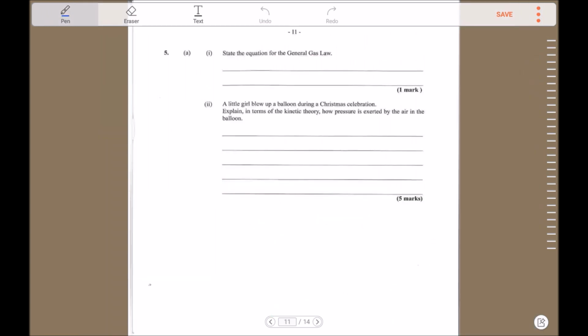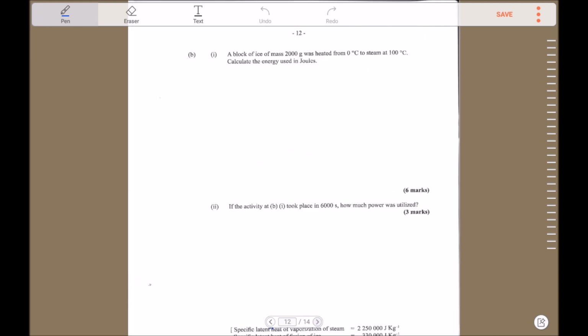Alright, question 5, state the equation for the general gas law. That's simple. P1 V1 over T1 is equal to P2 V2 over T2. Now this is a group of girls with balloons during a Christmas celebration. In terms of the kinetic theory, explain how pressure is exerted. Okay, you can just Google that. That's quite simple. Just Google the kinetic theory and you'll see the answer. So let's go on to the next part of question 5. That's something you can just remember, so there's no need to write it here, and you can just read it on Google.